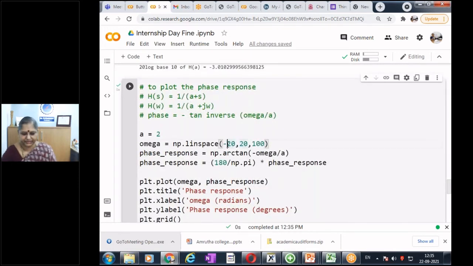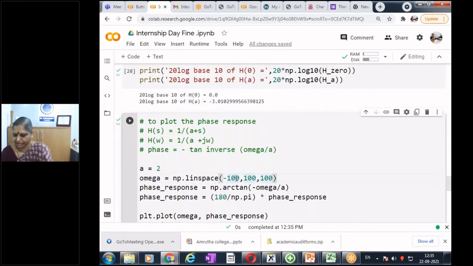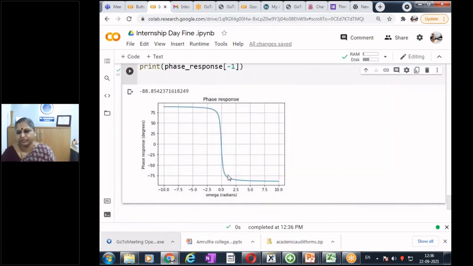Let us say I go from minus 100 to plus 100. And let us see whether my angle goes to, see, it's gone to minus 88, and you will agree that when I go to infinity, it's going to go to 90. So okay, let's keep our figure as here itself, minus 10 to plus 10. So now change the values of A and see how it is. Let us say I put A equal to 0.2. What happens to my phase plot?